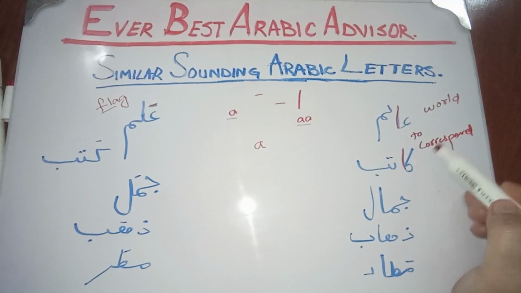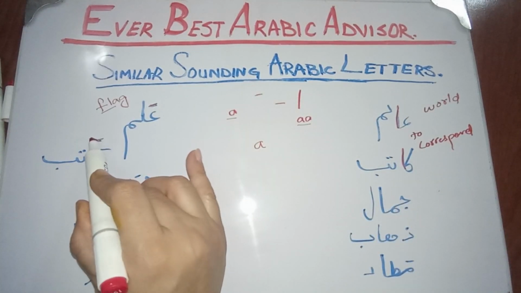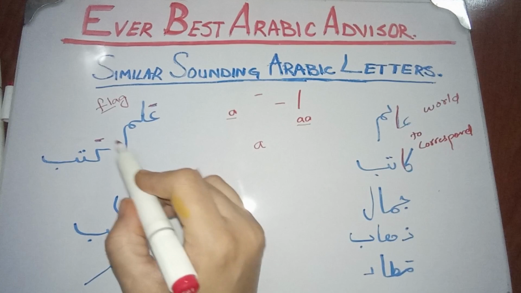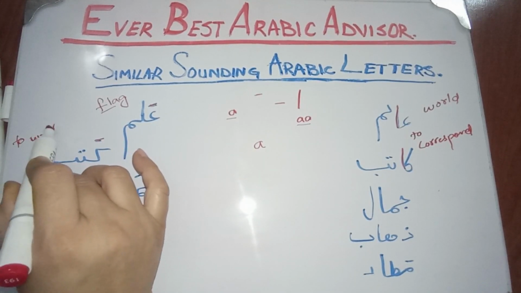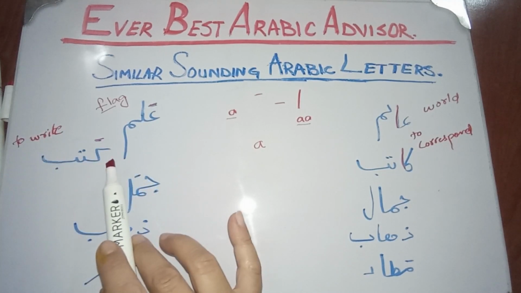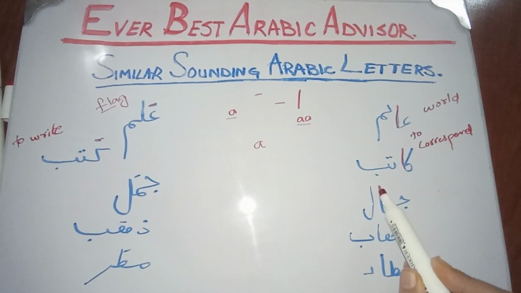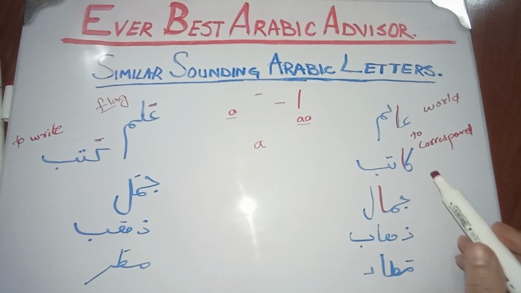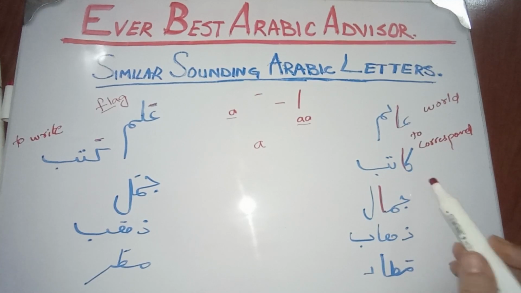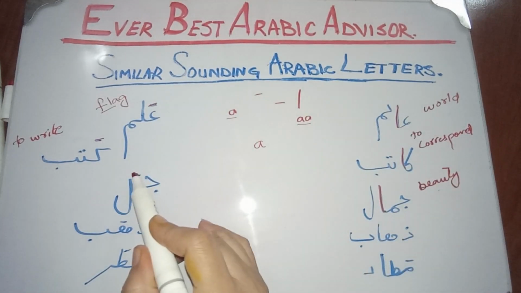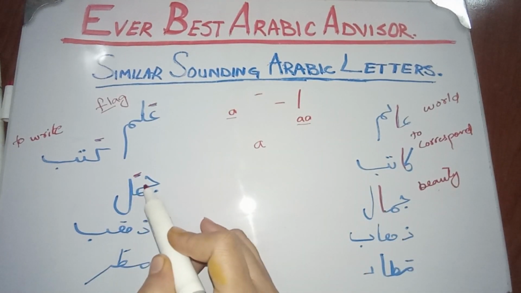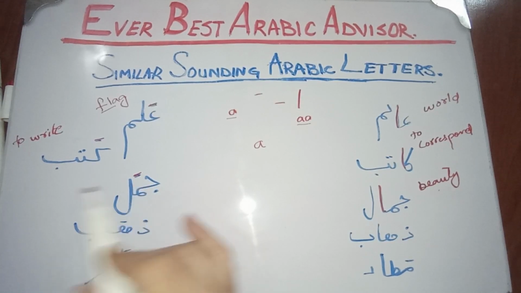Katab, to write. Jamal, when jim and meem have the alif, Jamal, beauty. Jamal, when meem has only zabar, fatha, Jamal, camel.